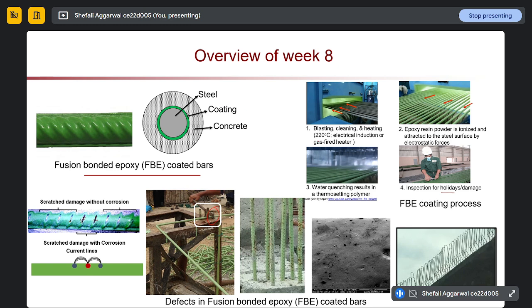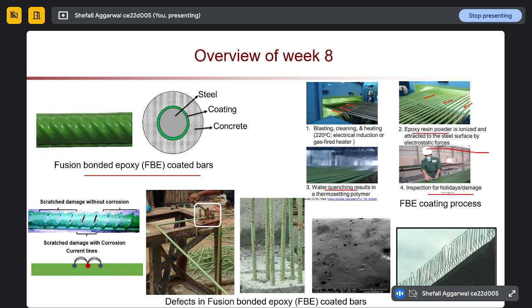So how it is formed is, first we clean our rebars. The second step is it is passed through a machine where epoxy resin powder is ionized and applied onto the steel rebar, or we can say through electrostatic force, it is deposited on the rebars. And then we do water quenching so that whatever extra epoxy is there is removed, and we have a uniform covering of our coating. And the last step is to check for damage or holidays.